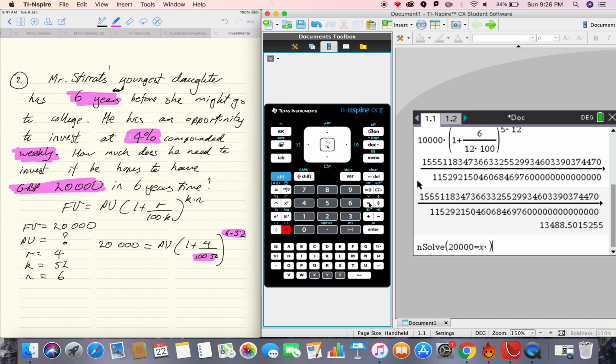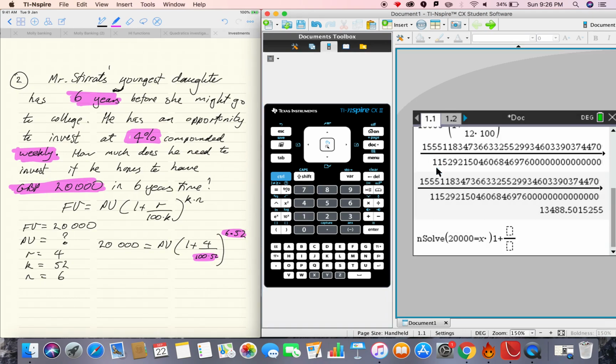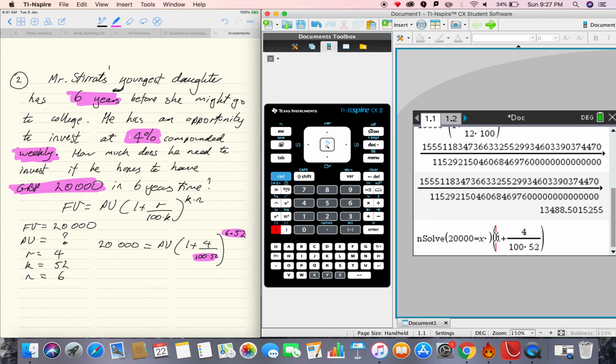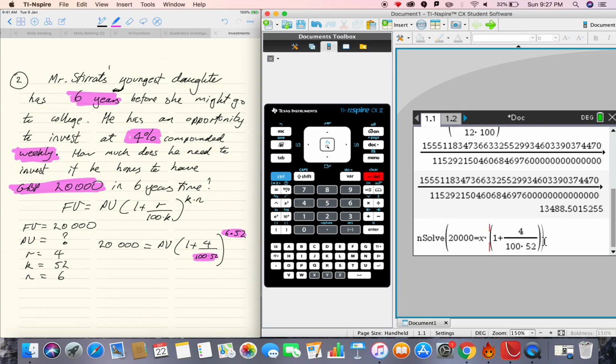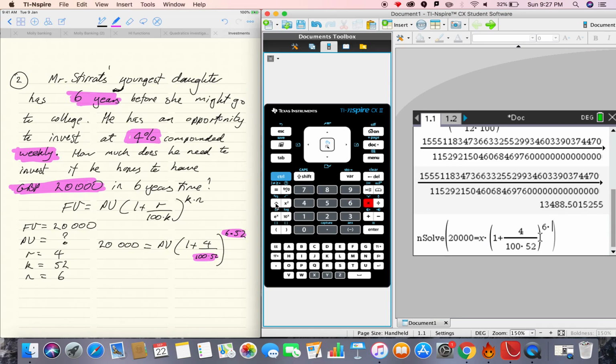X times open bracket 1 plus the fraction button, 4 over 100 times 52. I can see I've got a bracket missing here and a bracket here. Does that look okay now? Oh, no, there are too many brackets in here. Let's have a look. 20,000 equals X times 1 plus 4 over 100 times 52, yep. And now here, hat, and then that's 6 for 6 years times 52 weekly payments. Let's see if that looks okay.